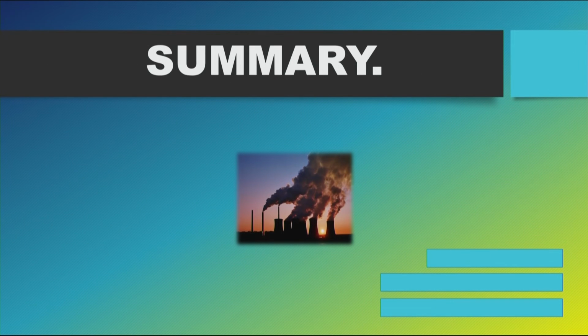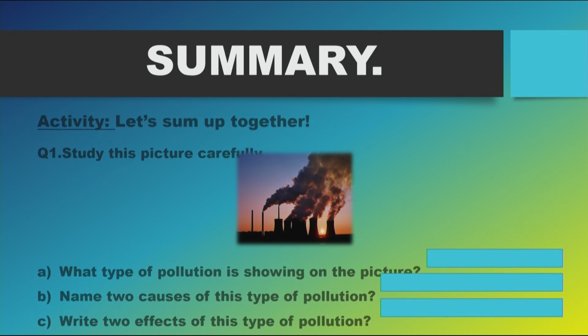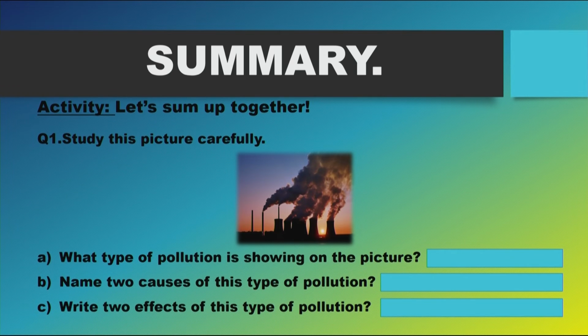So to sum up, ensure your notebook is there because I will need some answers from you. You can only write the answers, it will be okay. So study this picture carefully. What type of pollution is showing on the picture? So you just write down the answer. Next one, name 2 causes of this type of pollution. Like we have seen in our session, you can refer to your answers. And last but not least, I want you to write 2 effects of this type of pollution.